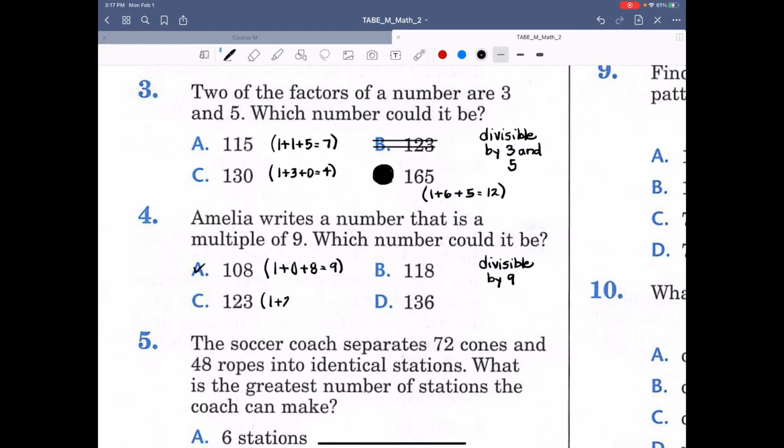1 plus 2 plus 3, that's 6. You can't do 6 divided by 9 to get an even number. 1 plus 1 plus 8, that's 10. That's not divisible by 9. 1 plus 3 plus 6, that's 10 again. So the one that is divisible by 9 would be A. 108 is a multiple of 9. You could also just list the multiples. You would have to go to the 12th one to get that, but you can certainly do it that way.